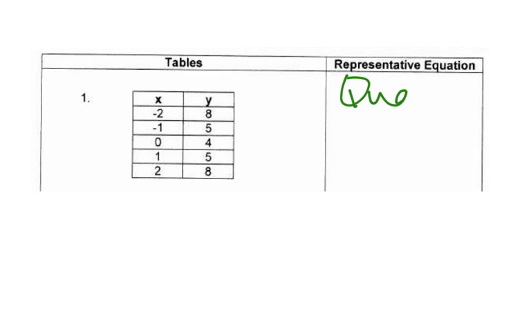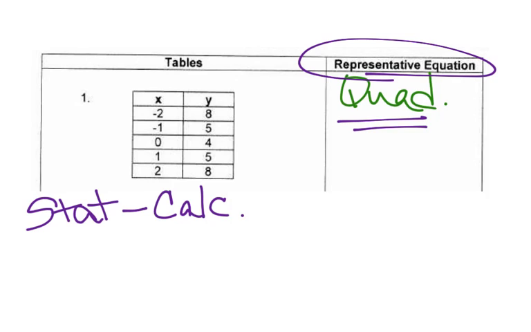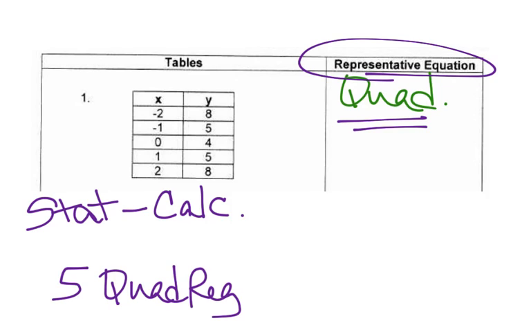The first part of your answer here is quadratic, and I'm clearing my ink so I can give you some more instructions. Now we want to know what the representative equation is. Once you know that it is quadratic and you've got your points in Stat, you're going to go back to Stat, which is over by the green button. This time you're going to arrow over and choose Calc. If it's quadratic, you're going to choose 5, Quadratic regression. If it had been linear, you would have chosen 4 for linear regression.